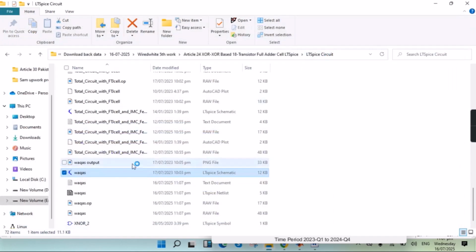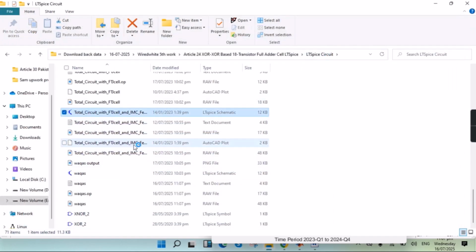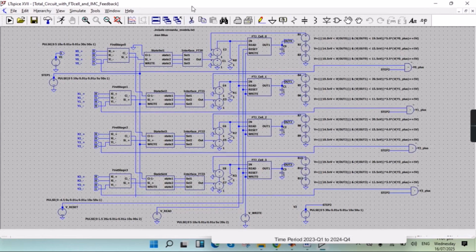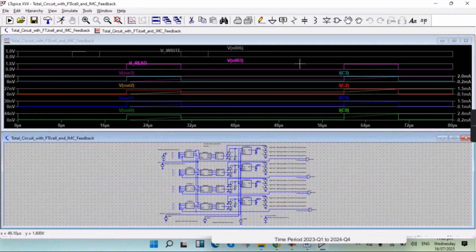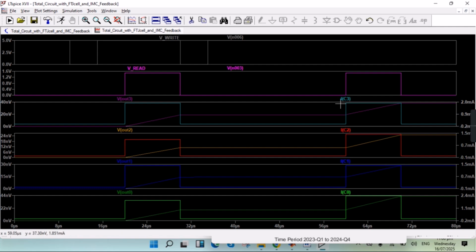Let me also show you the total circuit with the FTG circuits. Yes, this one. For example, we run this circuit as well. We got these different steps as well. Okay. So these are the complete circuits. I think it is okay now.